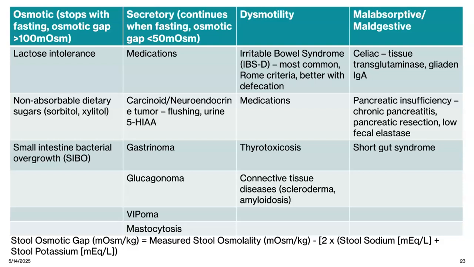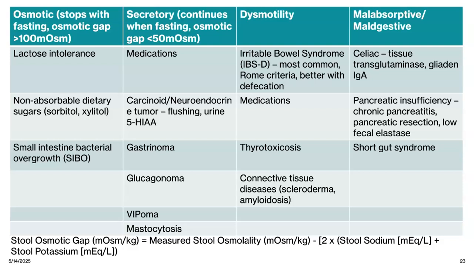Both osmotic and secretory causes can cause watery diarrhea, and they can be distinguished by two methods. Osmotic diarrhea stops when the patient fasts and has a stool osmotic gap of greater than 100 milliosm. Secretory diarrhea continues when the patient fasts and has a stool osmotic gap less than 50 milliosm. Causes of osmotic diarrhea include lactose intolerance, non-absorbable dietary sugars, and small intestine bacterial overgrowth. In all of these, solutes present in the stool continue to pull water into the lumen, causing watery diarrhea. But when the solute isn't present, the diarrhea stops.